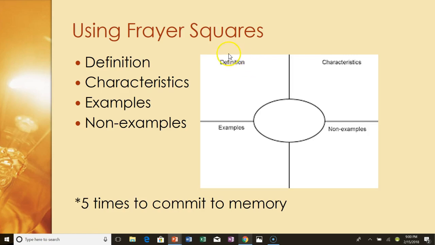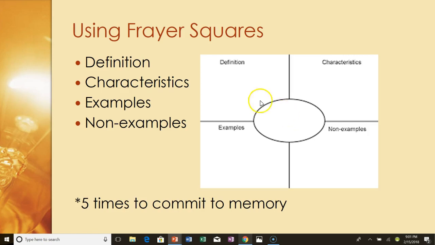So definition would be the standard definition. Characteristics would be descriptions. How would you describe it? Examples would be a real-life example, and non-examples would be the opposite. And again, the average human brain requires 5 repetitions to commit it to memory. Some of you are faster, some of you are slower. 5 is the average. So to take a term, you can use the definition. I'm going to use a term that's not written here, something that's not academic, but it hopefully explains it.